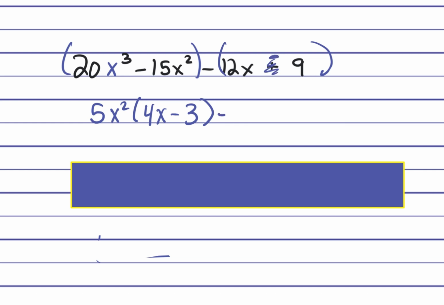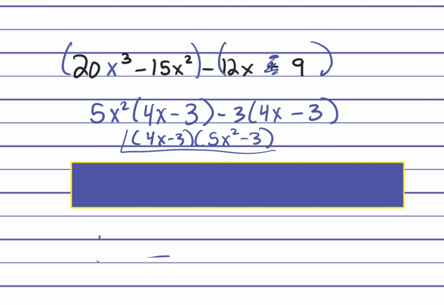Common factor for 12 and 9 is 3. 12x divided by 3 is 4x. 9 divided by 3 is 3. So we've got the 4x minus 3's like we like. And then 5x squared minus 3. That's the factored form.